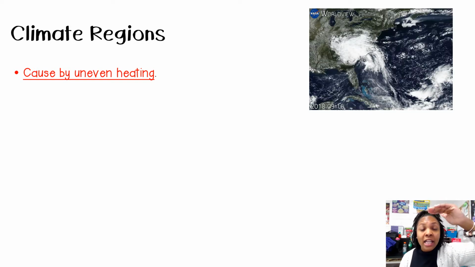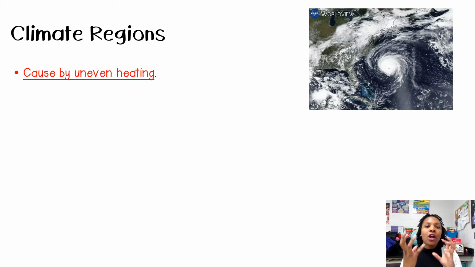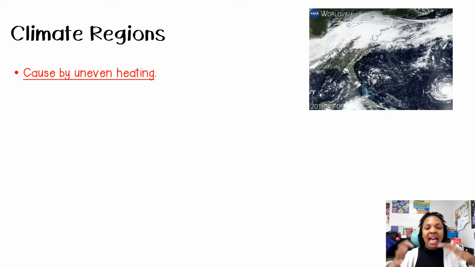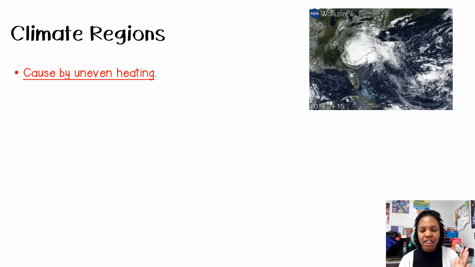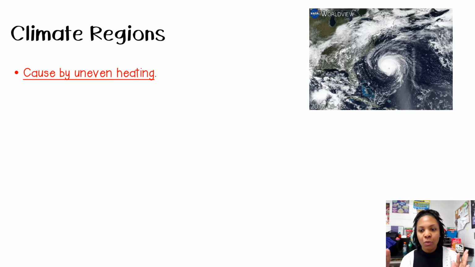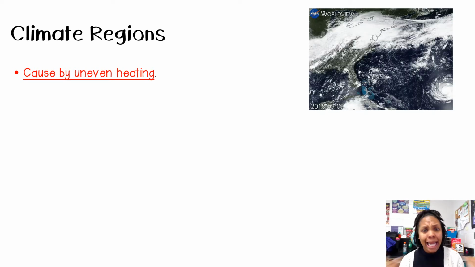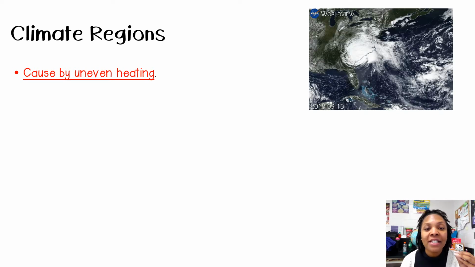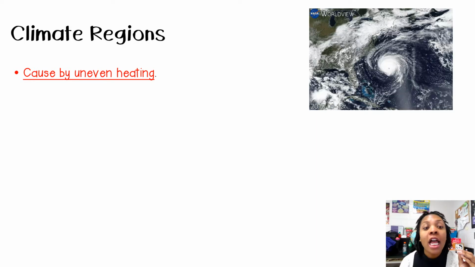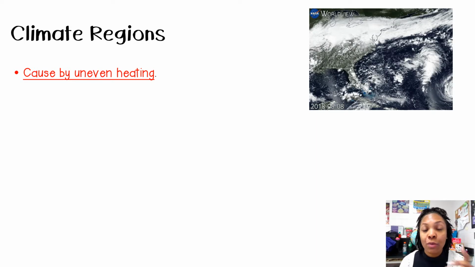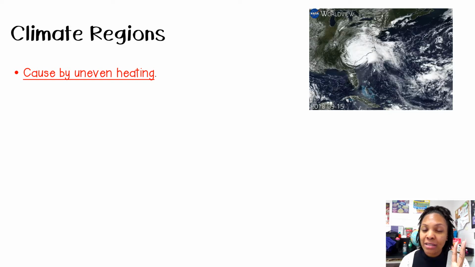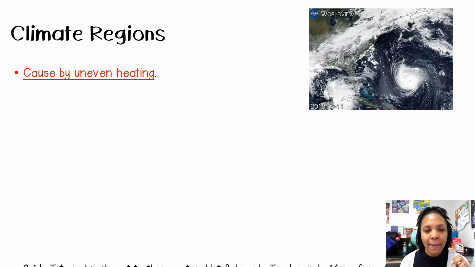It's really cold. So on the Earth, there is uneven heating. It's not the same temperature all across the United States. Everywhere you are in the world, it is not 32 degrees. So we have different climate regions, and they are caused by uneven heating. We see that is red and underlined, so that means it is super important.